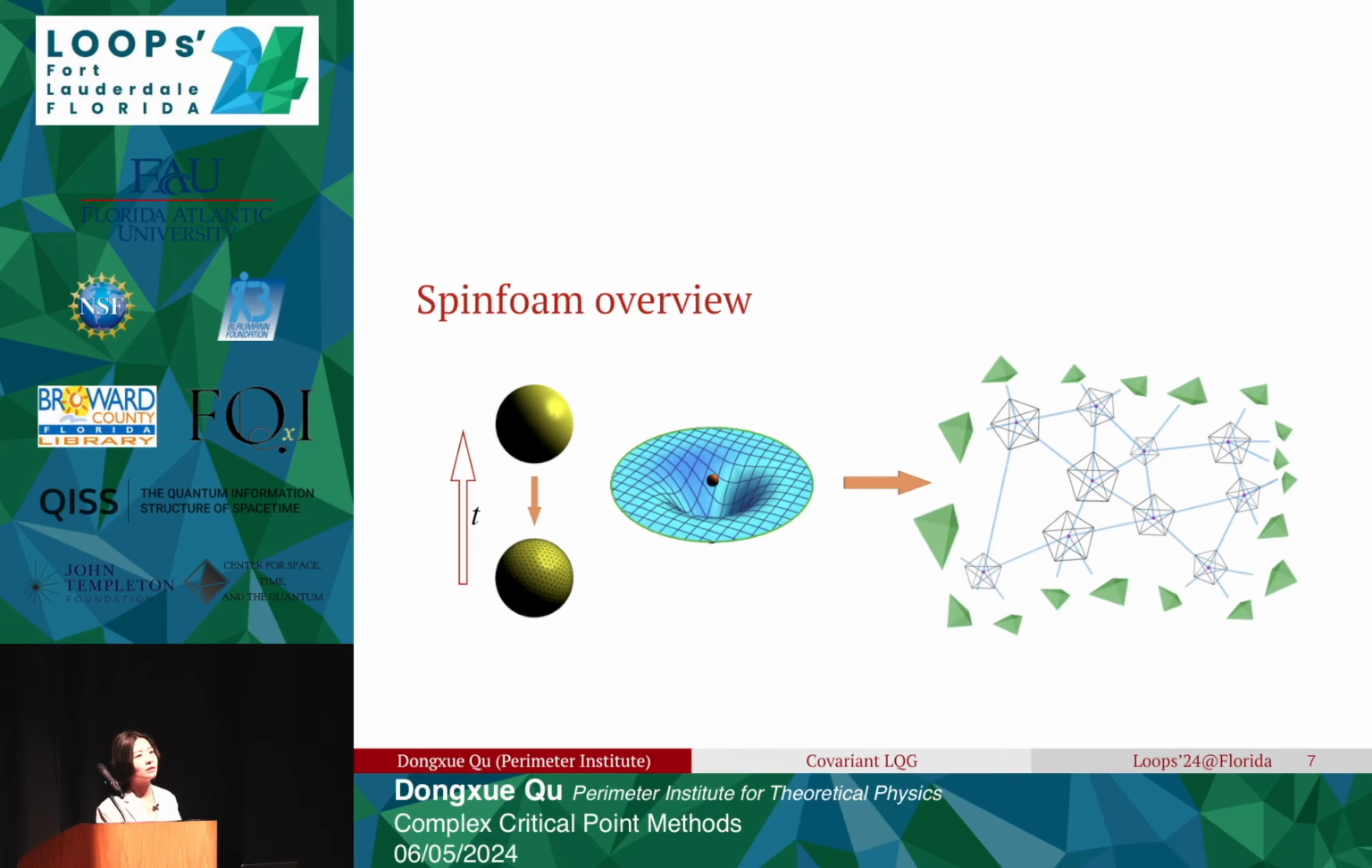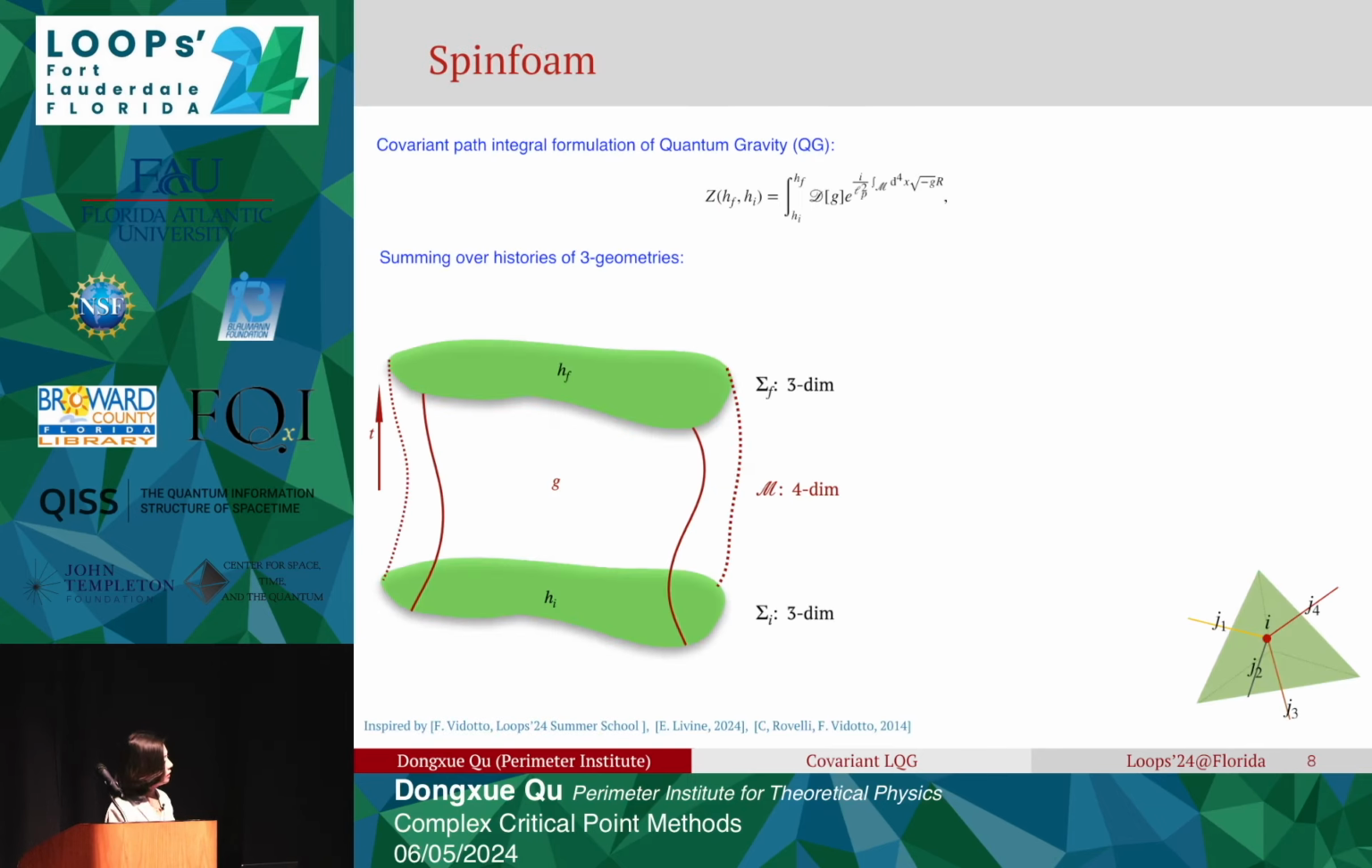To help the audience better understand spin form, in this section, I will provide an overview of spin form. So this is the covariant path integral in quantum gravity. And we define the transition amplitude by using the covariant path integral, which is given by summing over the history of three geometries. And you can see this is a 4D manifold with the 3D boundary slice. And this is the initial boundary slice. This is the final boundary slice.